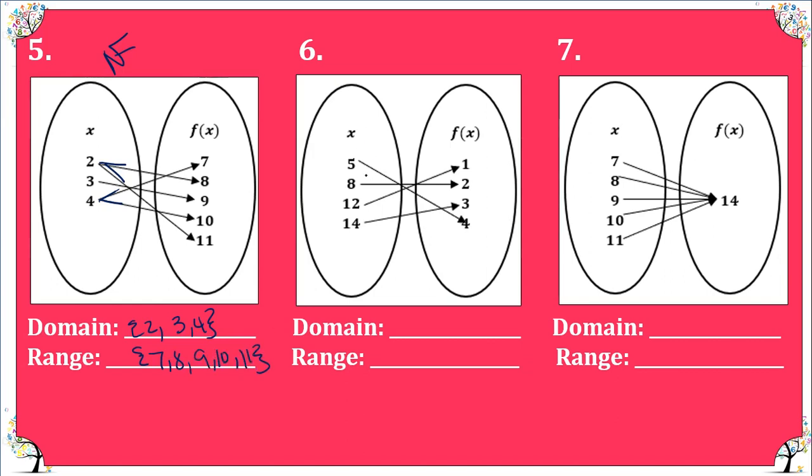On number 6, each of these inputs has one output. So this is a function. My domain is 5, 8, 12, and 14. My range is 1, 2, 3, and 4. On number 7, it looks like each input has its own output, so that's a function. So our domain is 7, 8, 9, 10, and 11 with a range of 14.